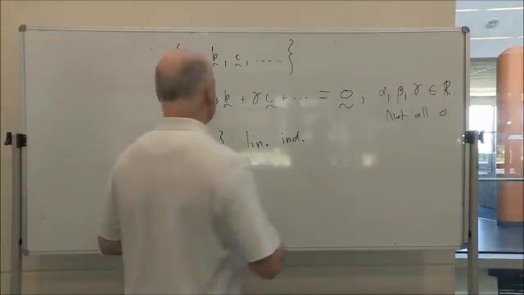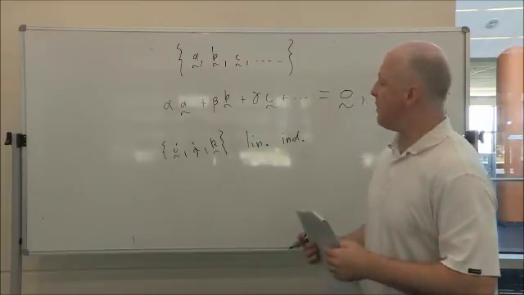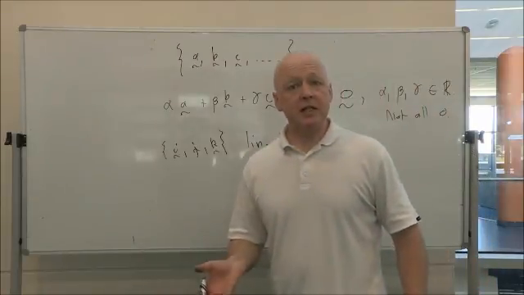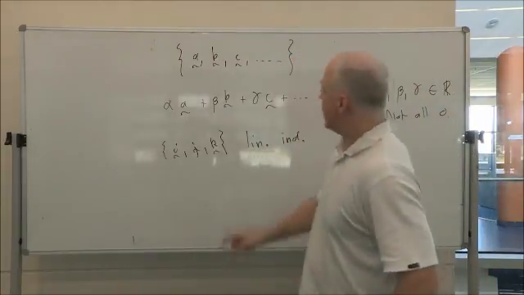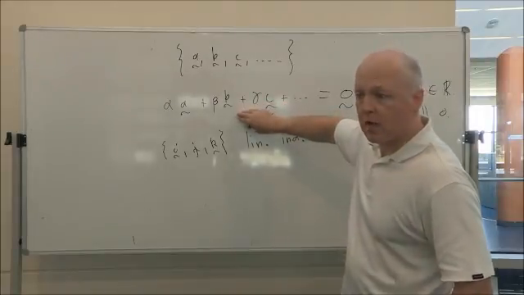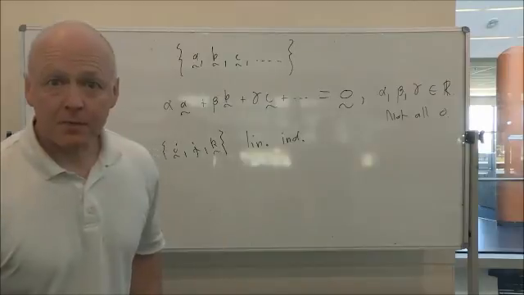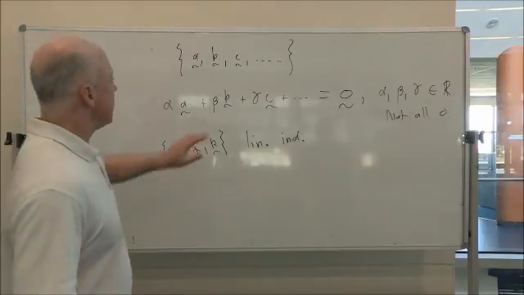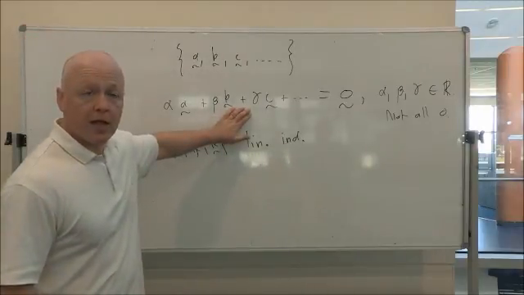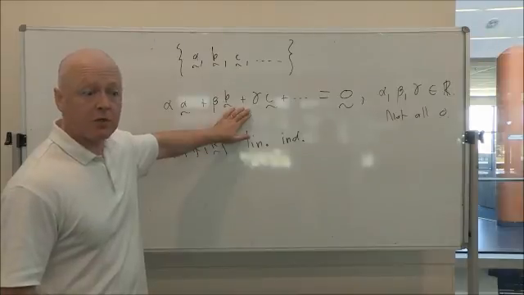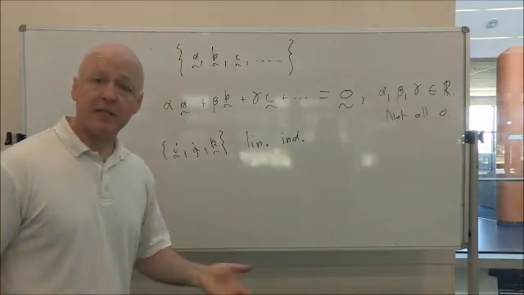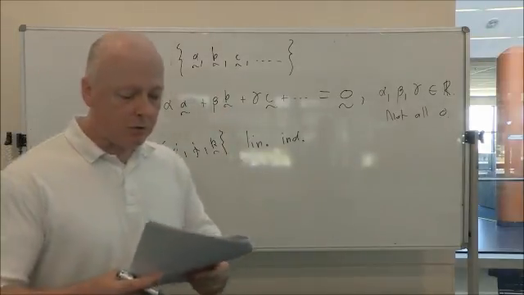Now, often you might be asked to show that a set of vectors is linearly dependent, in which case this is what you're going to try and do. You might be asked to show that a set of vectors is linearly independent, in which case you're going to try and do this and show that you fail. Okay.